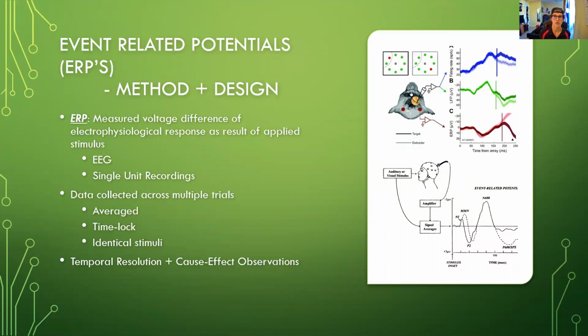So we average it, we time lock the stimulus, meaning that we apply the stimulus at about the same exact time every time during the trials. And then the stimulus is also going to be identical. So we don't want to have any differences across trials.